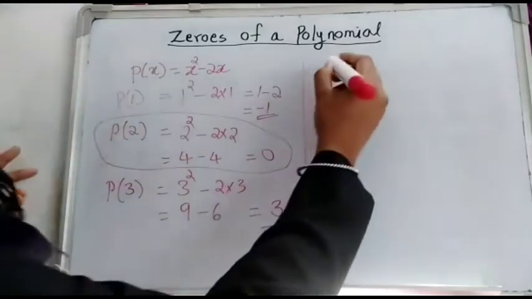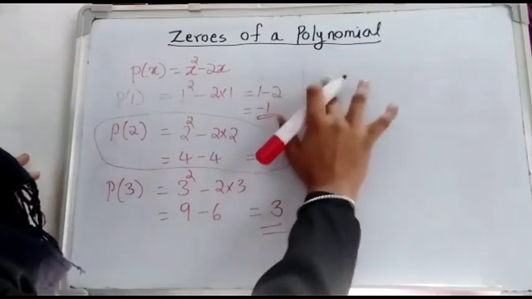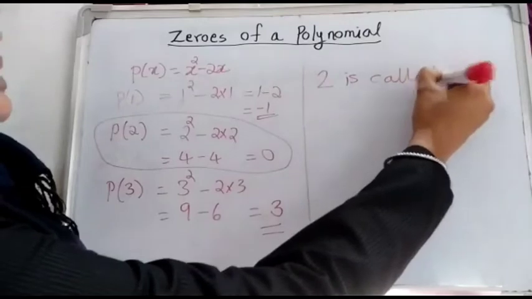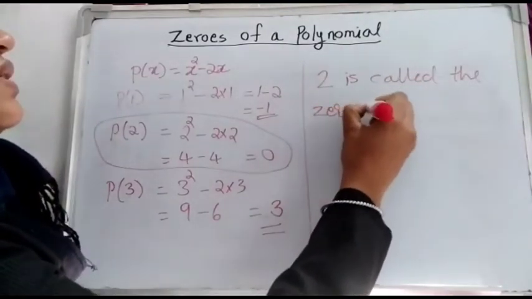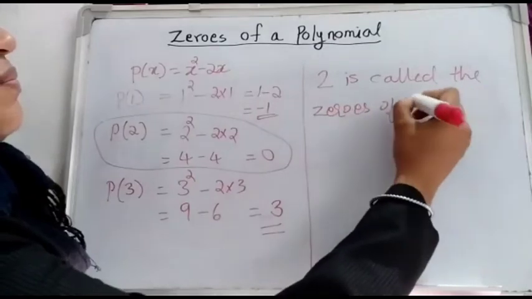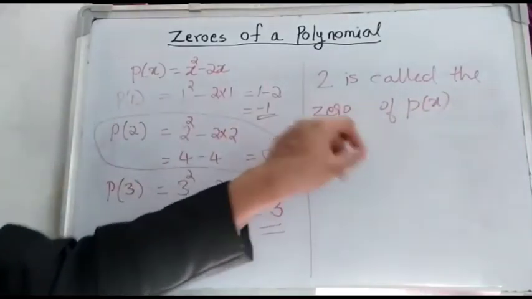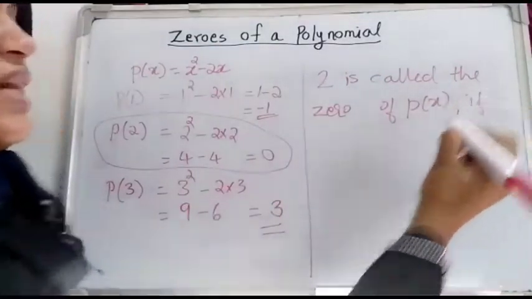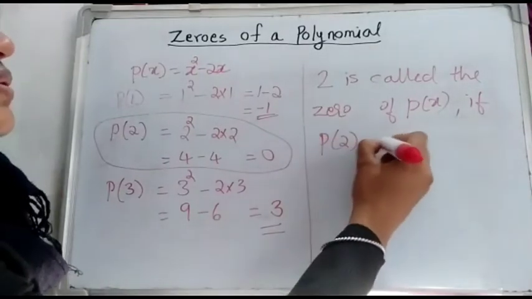Clear? If 2 is called the zero of p of x, what is the condition? If p of 2 is equal to 0.